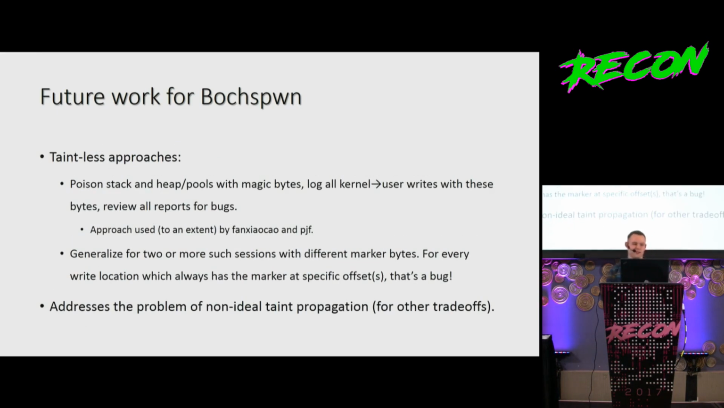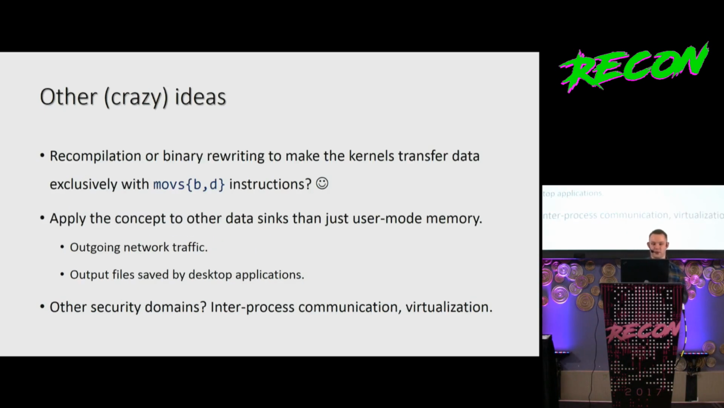Then there are some more approaches that you can think about for Bochspwn, like taintless approaches, where you don't store any taint at all. You just poison the stack and heap allocations with magic bytes, and then investigate all of the writes to user mode memory and see which writes contain these bytes, and then try to analyze those reports. Or you could generalize this approach and run more than one, for example 2 sessions with different marker bytes, and then if there is a location in the code which for every write has the respective padding bytes at a specific offset, it also means that that's a bug. And this could, in some part, address the problem of the non-ideal taint propagation that we have right now.